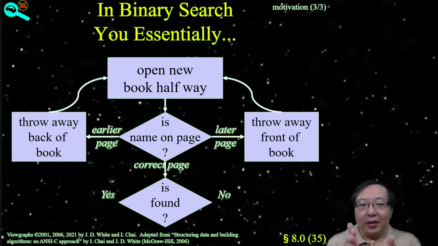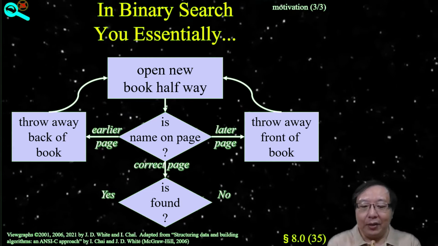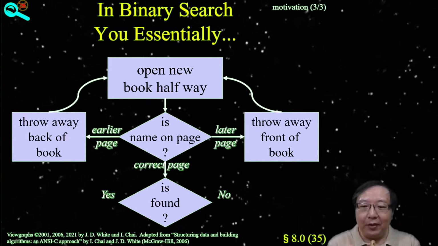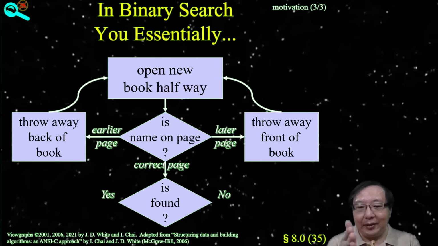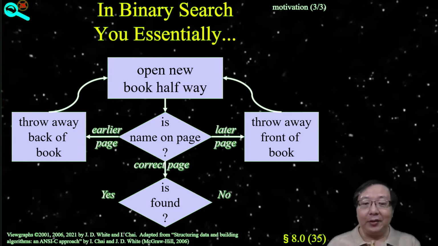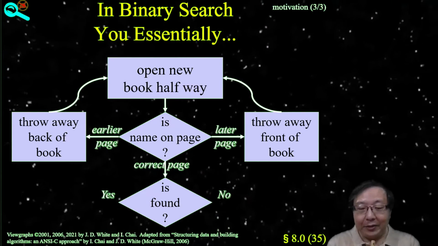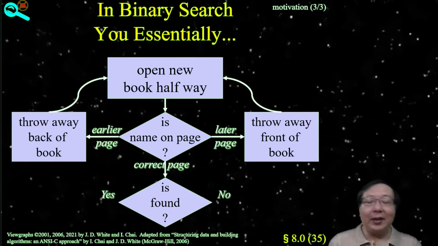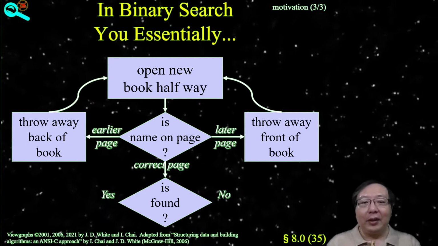But if it's not there, then you see, is the name I'm looking for less than or greater than, in alphabetical order, the names on this page. So if less than, I look on the left side. If it's more than, I look on the right side.